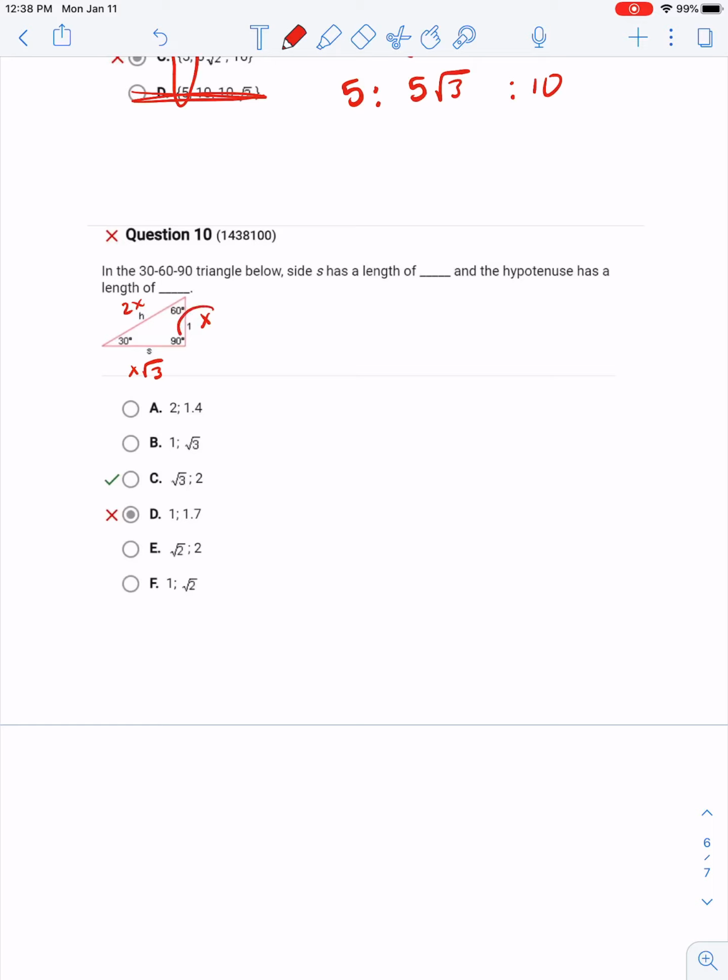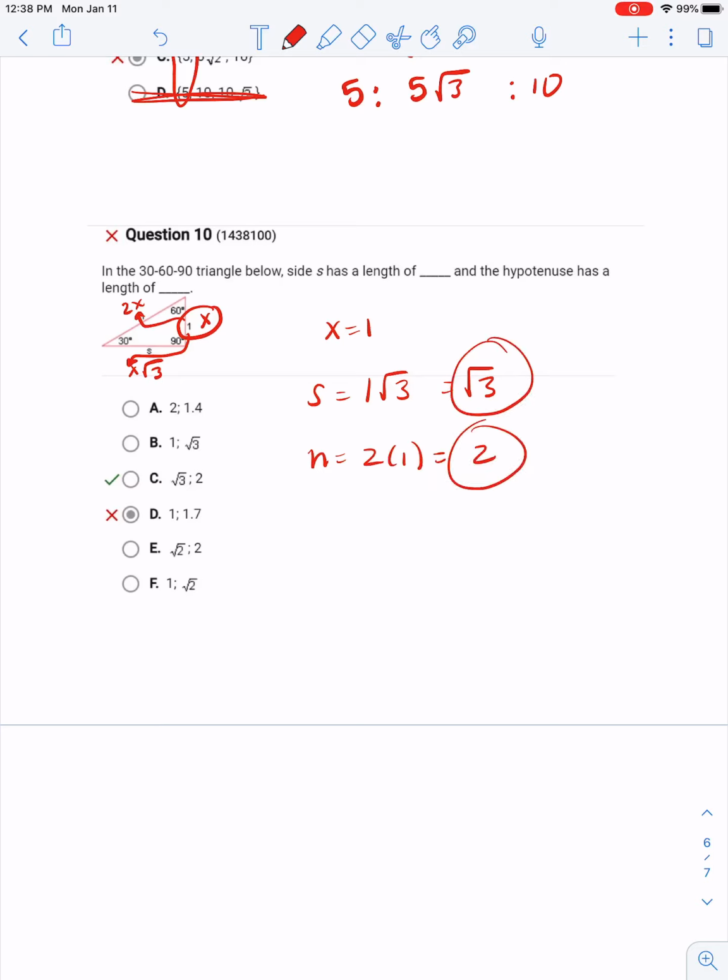And then we know the length of this one. So I'm going to say x equals 1. So since x is equal to 1, I'm going to plug that 1 in right here for x. So s would be equal to 1 square root of 3, or just square root of 3. I'm also going to plug it in right here for x. So h is 2 times 1, or just 2. So square root of 3 and 2. Those are our final answers. So square root of 3 and 2, that would be C.